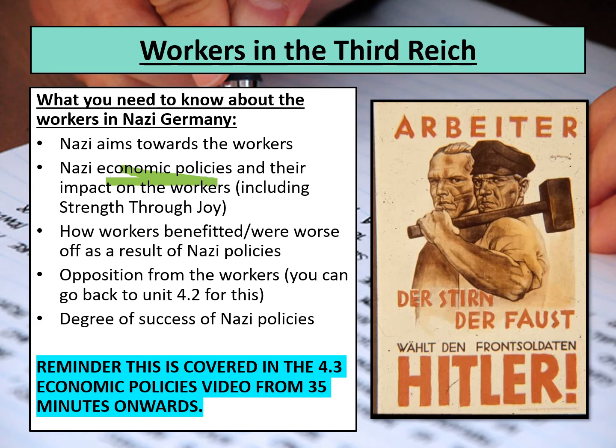You also need to be very aware of how the workers benefited from their policies and also how they were worse off as a result too, and also opposition from the workers. And once you've looked at all those areas, just like you've done with women and the youth, you can also think about your own argument for to what extent the Nazis were successful when it came to those policies towards the workers. So remember to go back and look at 4.3 later on, or pause this video here and go and look at that now.